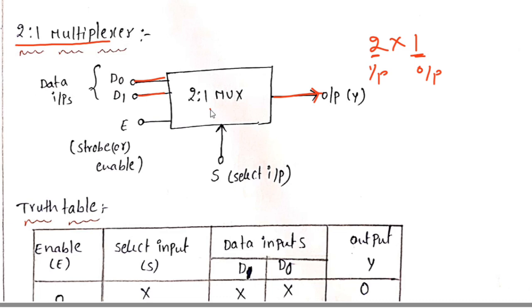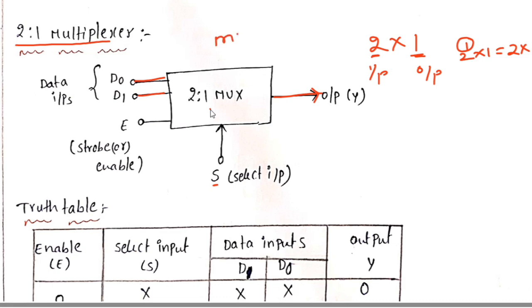and one selection line, because 2 to the power of 1 into 1 equals 2 by 1. This power gives us the number of selection lines required for a multiplexer. So here there is a single selection line, and there is another pin, E, the enable pin. So this 2 by 1 multiplexer will be enabled.